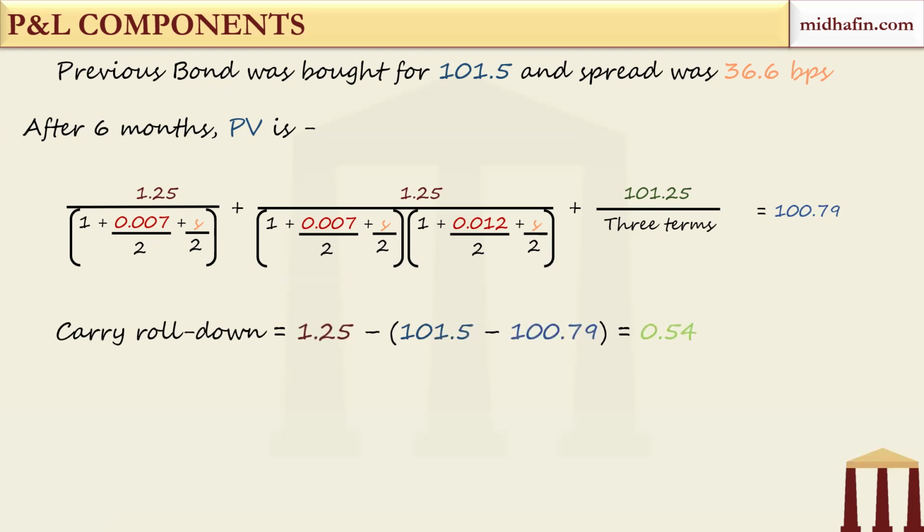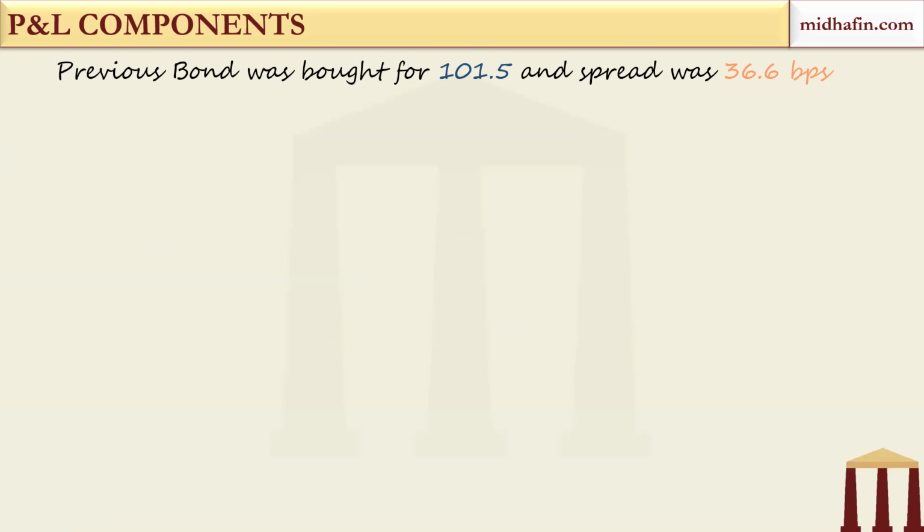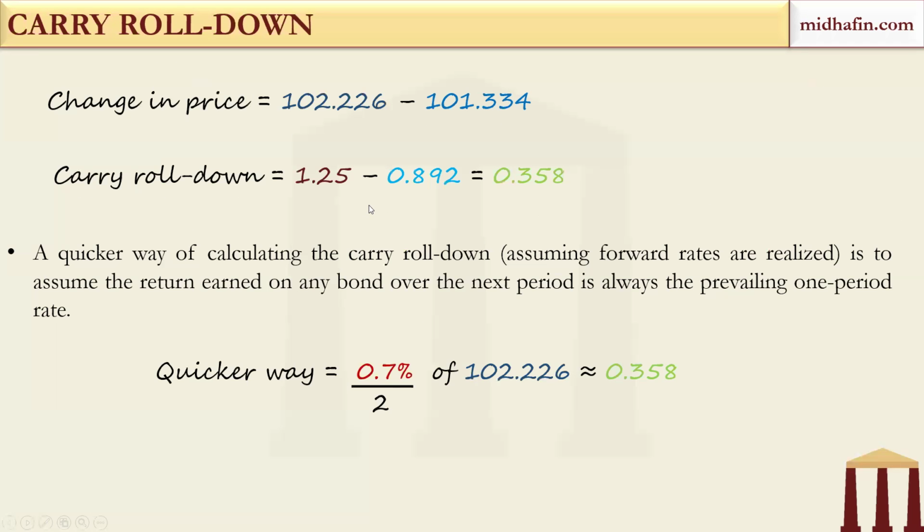Now the carry roll down we calculate as 0.54 for the bond. So this is my carry roll down. Interest rates are not changing, spreads are not changing. Only what has changed? Only the time has passed. Only the time to maturity has changed. So I get the carry roll down as $0.54 there. In the carry roll down, that's it. This calculation of carry roll down has been done using the second assumption, where I assume that the interest rates have not changed. I'll just clear the confusion if there is any: here, the calculation was done by assuming that forward rates are realized.